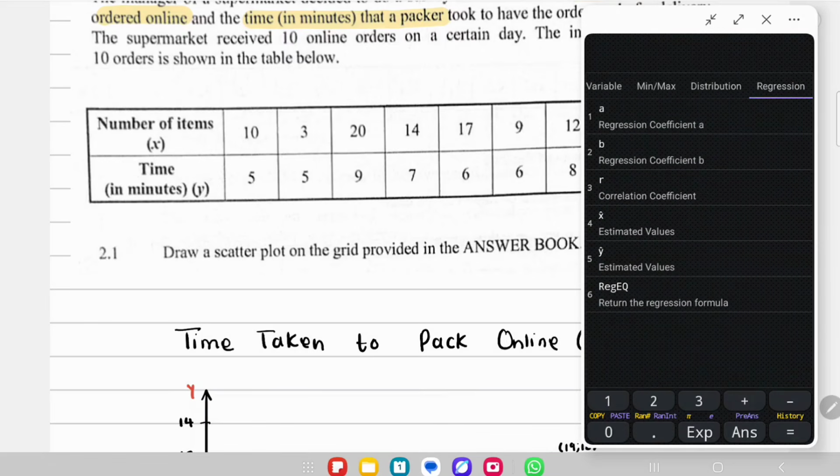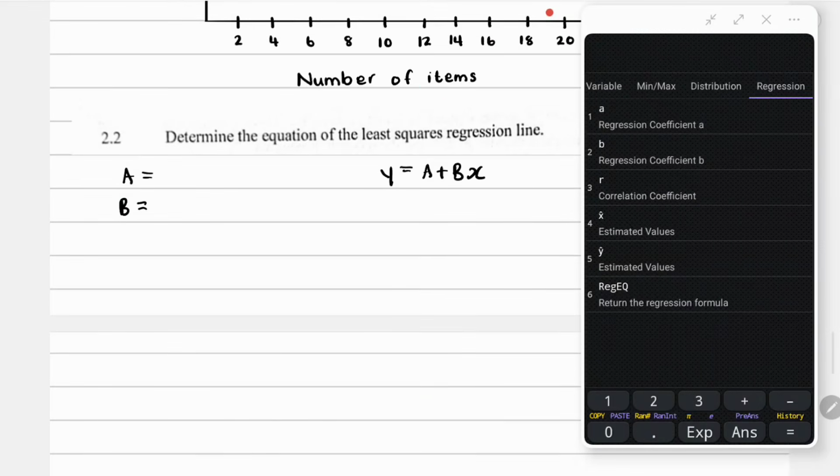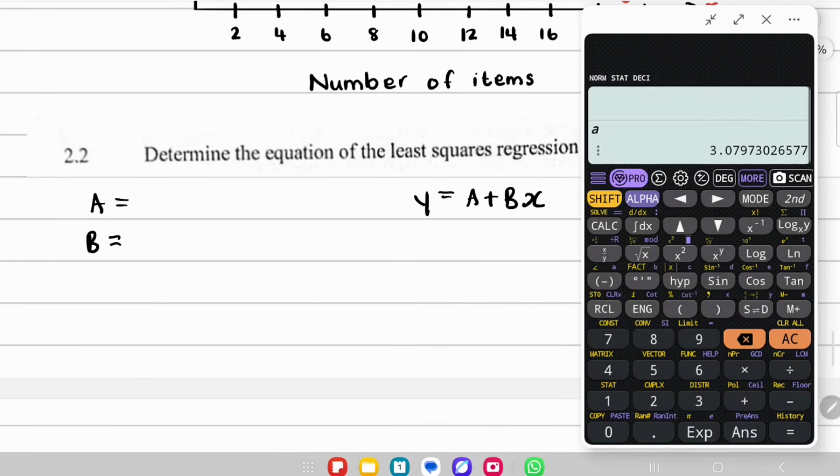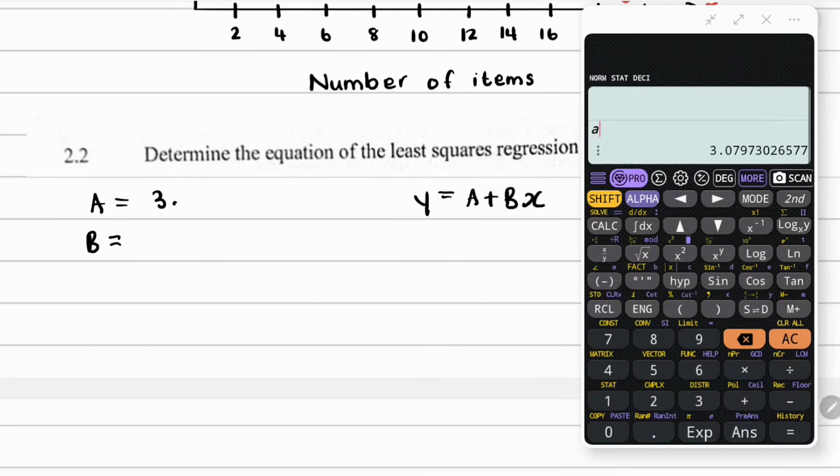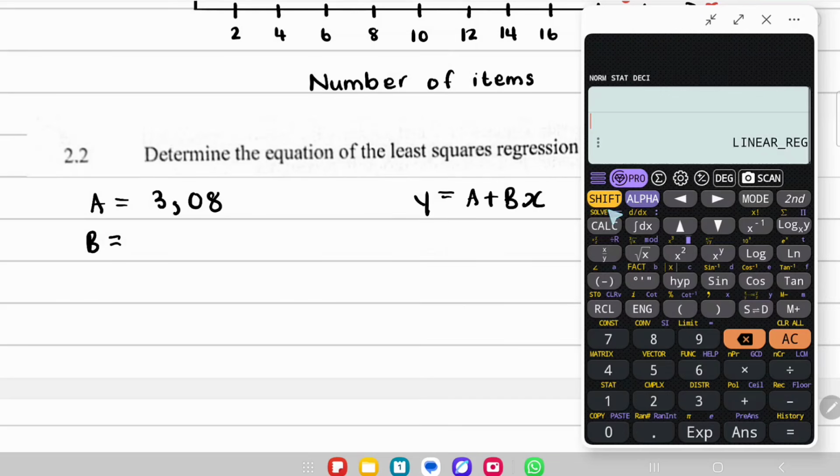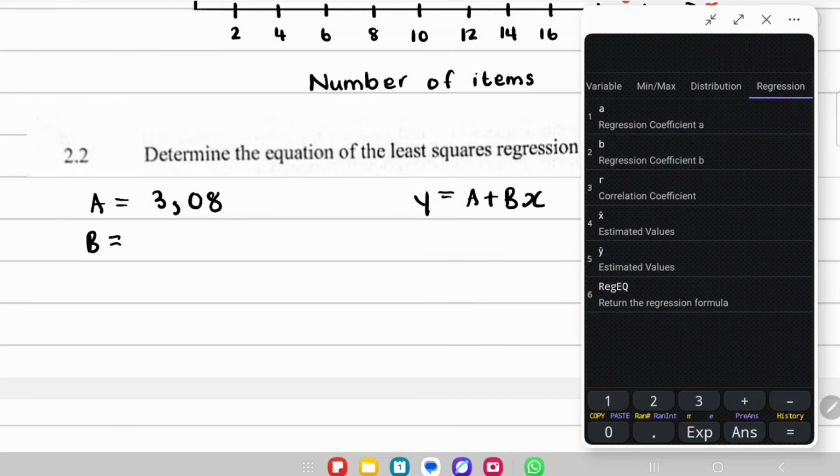And then we're going to go for the options that we can see. Remember, we're just looking for A and B. So A, first of all, is 3.0, and you see that's going to round up, making that an 8. So 3.08. And then you can press Shift 1 again.